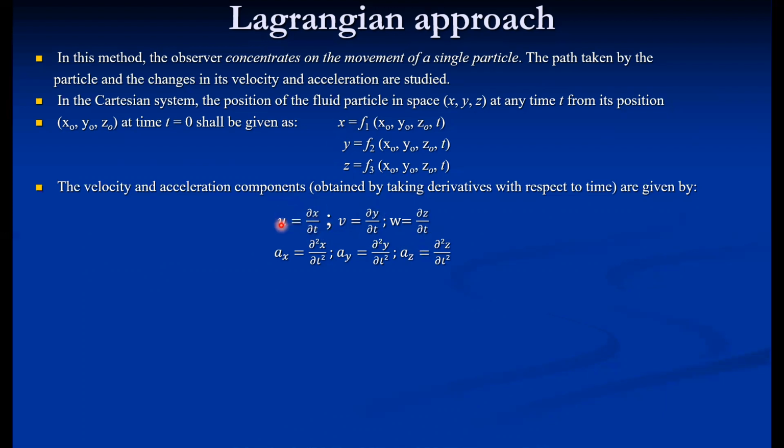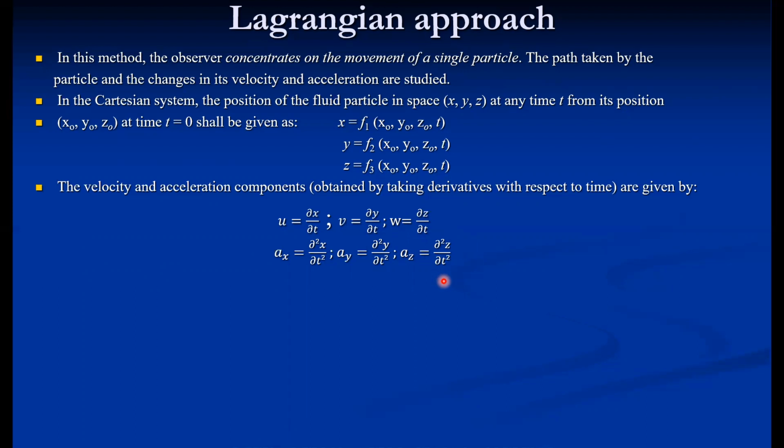In fact, ∂u/∂t is the acceleration with respect to time. So u is ∂x/∂t. So the acceleration along the x direction is ∂²x/∂t², along the y direction is ∂²y/∂t², and along the z direction is ∂²z/∂t². So these are the velocities and accelerations of a particular fluid particle.